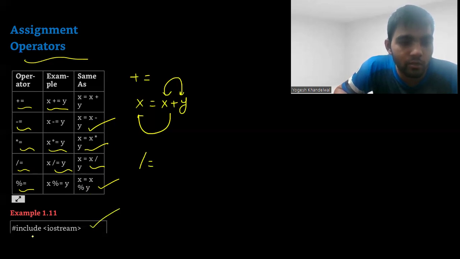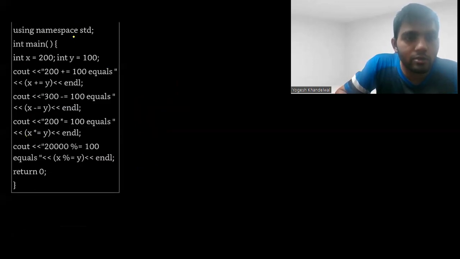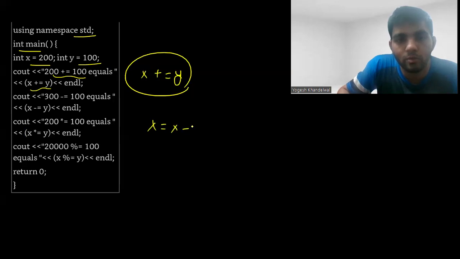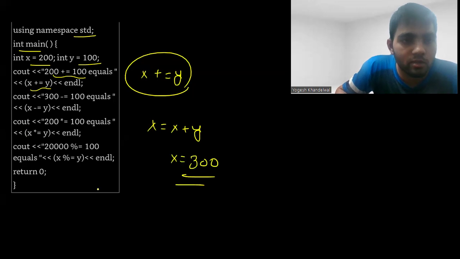Here we include iostream and using namespace std, int main. Here we are defining two integers, x is equal to 200, y is equal to 100. So if you do x plus equal to y, this is the same as x is equal to x plus y. So what should be the result? x now should become 300. So the result should come 300.